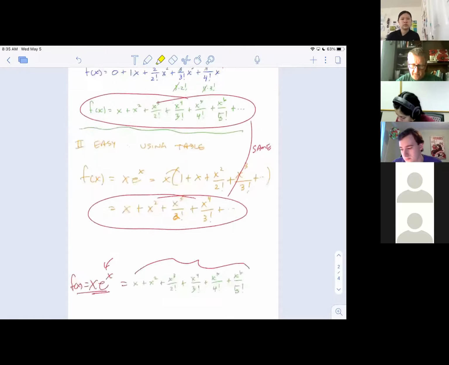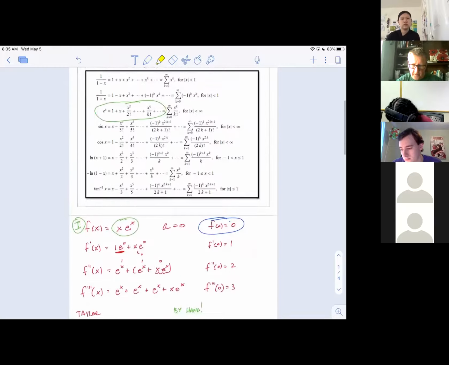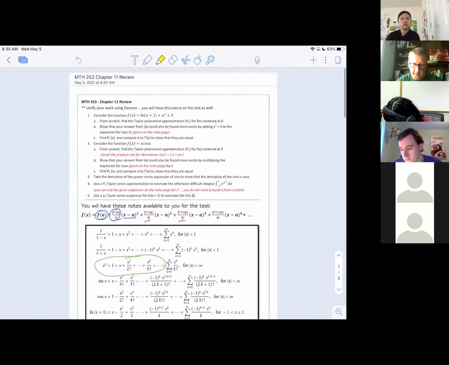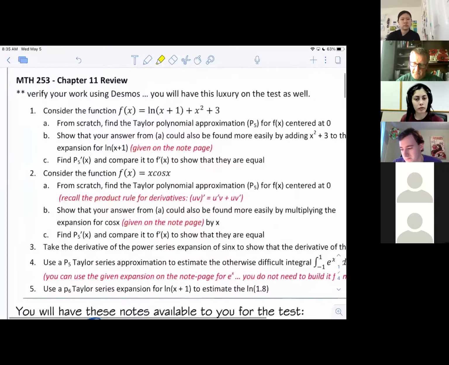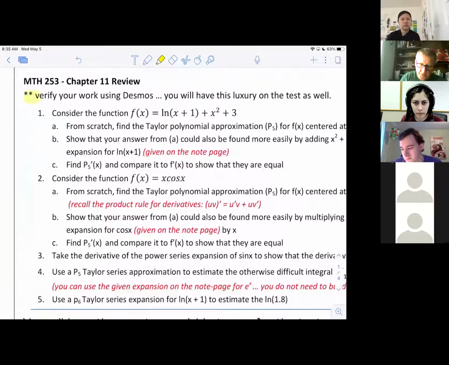So the estimation is a little bit obsolete for us, but that's just kind of cool. So let's take a look at these questions that I gave you for today to consider. And I said what I just told you right here. Verify your work on Desmos. You will have this lecture on the test as well.